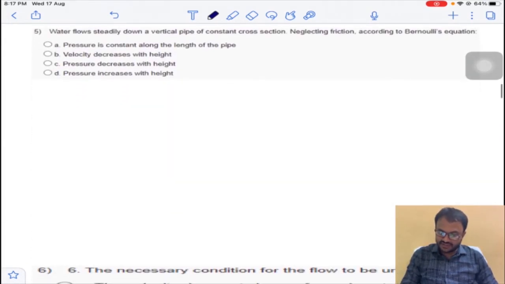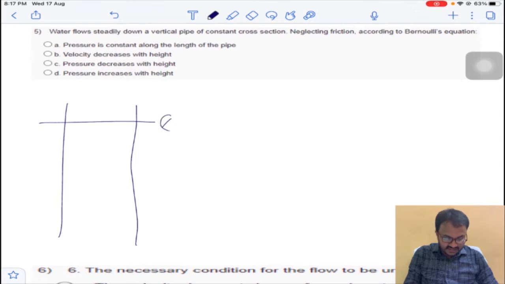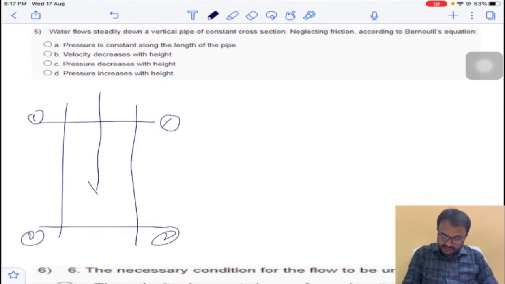And now next question. Water flows down a vertical pipe. So this is a vertical pipe. So the water is flowing. This is section 1 and this is section 2. So the water is flowing in this direction. Clear? So constant section, neglecting friction, according to Bernoulli's equation is.